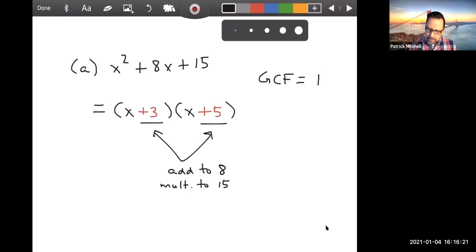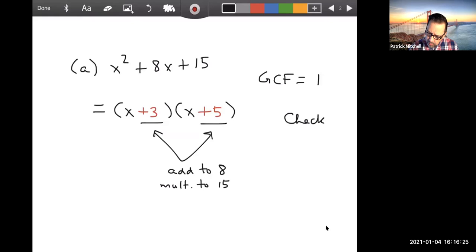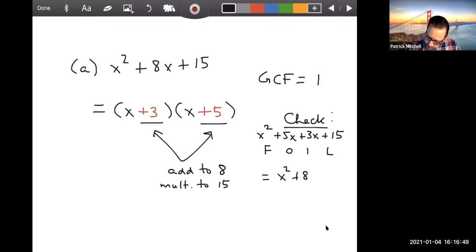I'm not going to do it in every single example. I'm going to do it just often enough to where you will hopefully remember to do it. Every time would be the best thing. x times x is x squared. 5 times x is 5x. 3 times x is 3x. 3 times 5 is 15. And when you combine your like terms, you get x squared plus 8x plus 15.